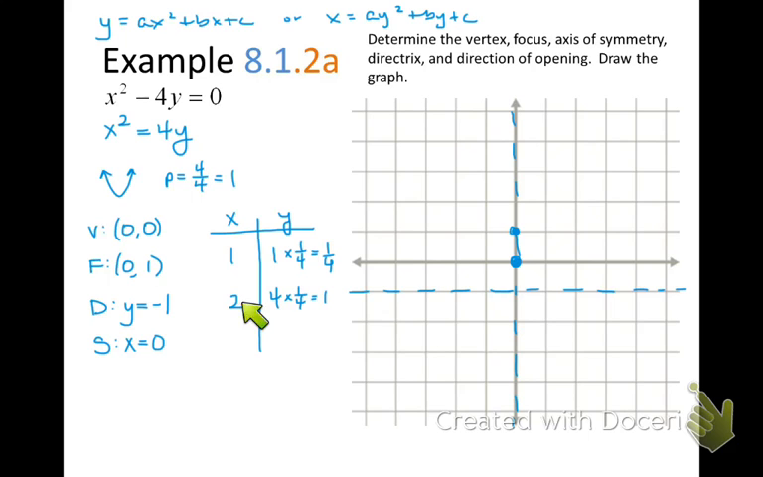So what this says is when I go out in the x direction 1 on either side from the vertex, I'm going to go up 1/4. And when I go out 2 in either direction from the vertex, I'm going to go up 1. So that looks like this. Out 1, up about 1/4. Out 2, up 1. And now that gives me my 5 main points, and I can just sketch in my parabola. And I should be going through that bottom point a little bit better. I just got a little off on here.